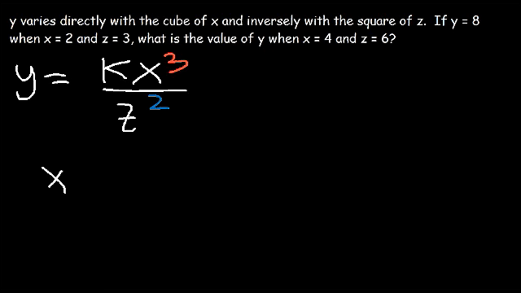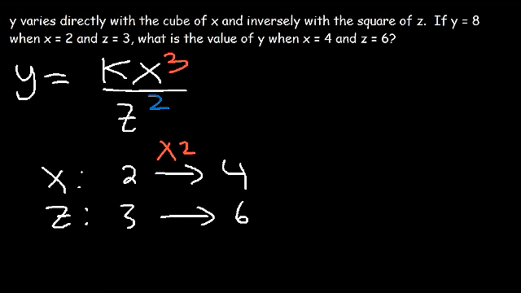Now x changes from 2 to 4. So x increases by a factor of 2. And z changes from 3 to 6. So z also increases by a factor of 2. But notice that y is proportional to x cubed. Since it's directly related to x, as x goes up, y goes up. So 2 to the third power is 8. Therefore, x will cause y to increase by a factor of 8.